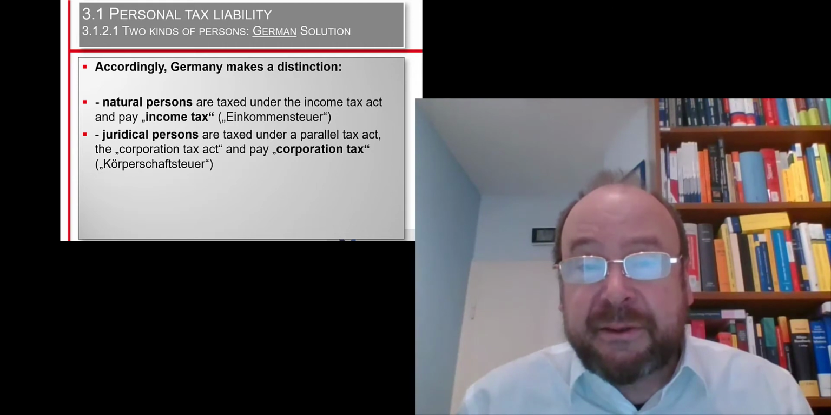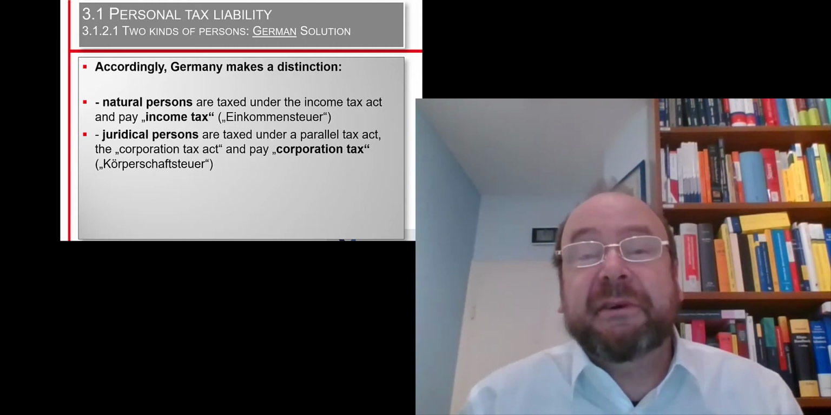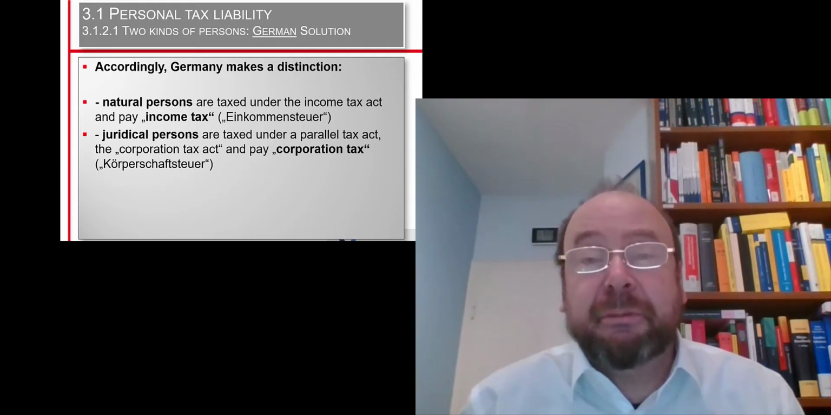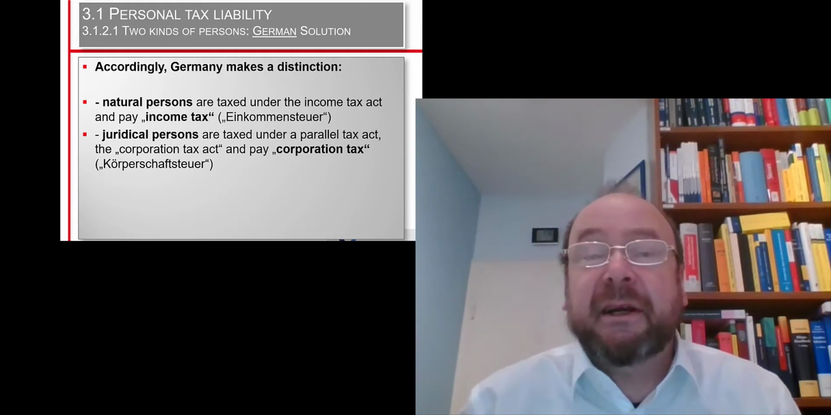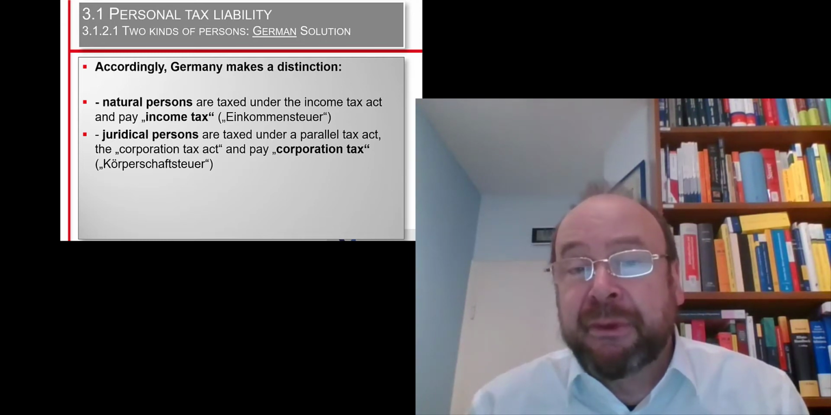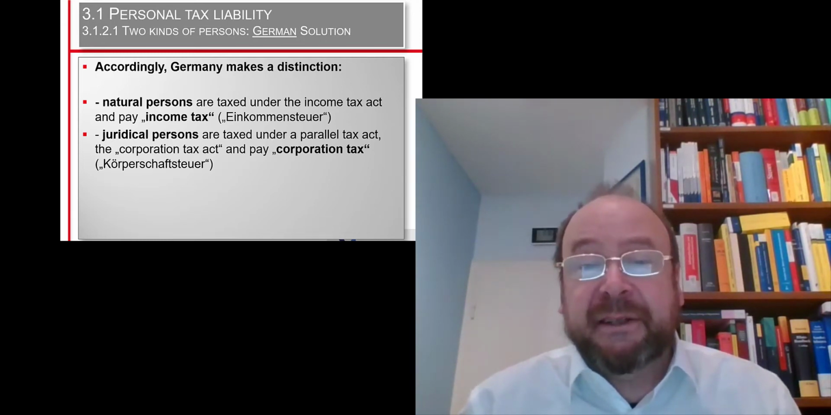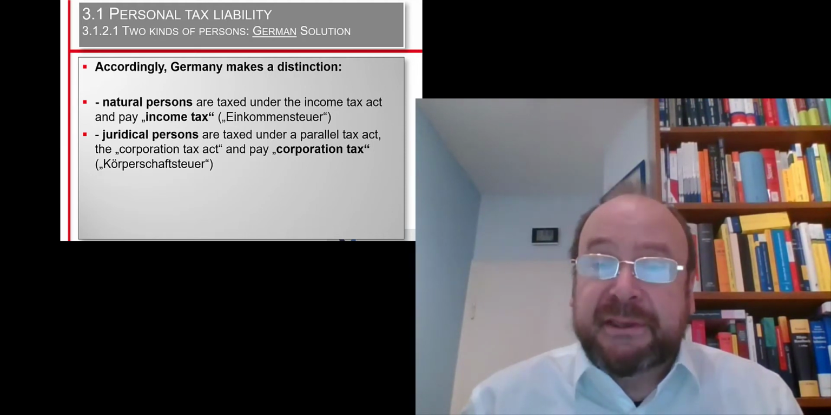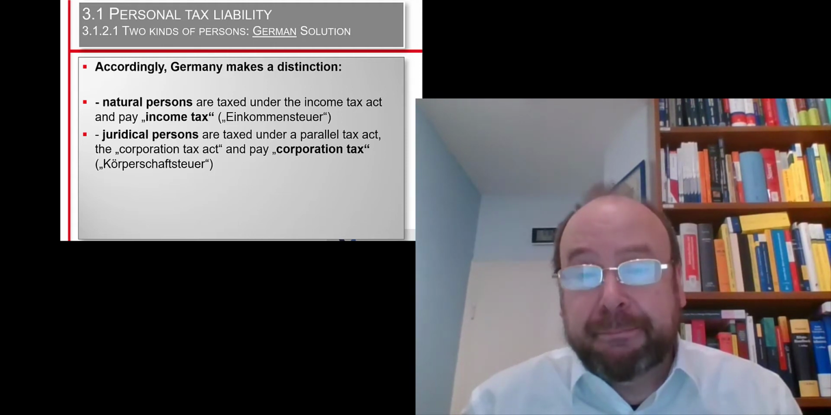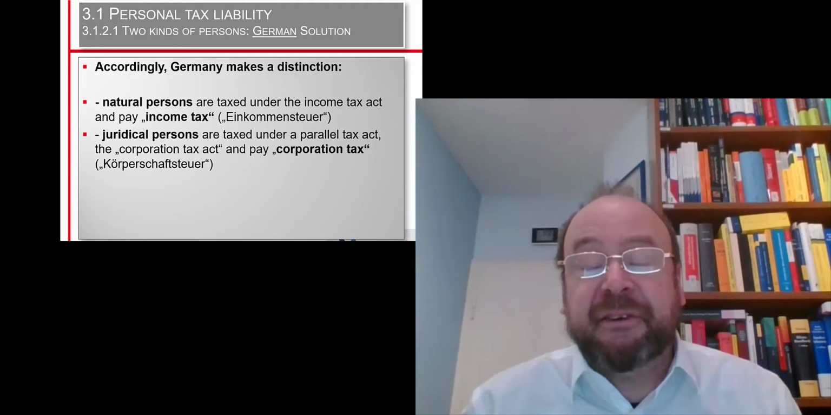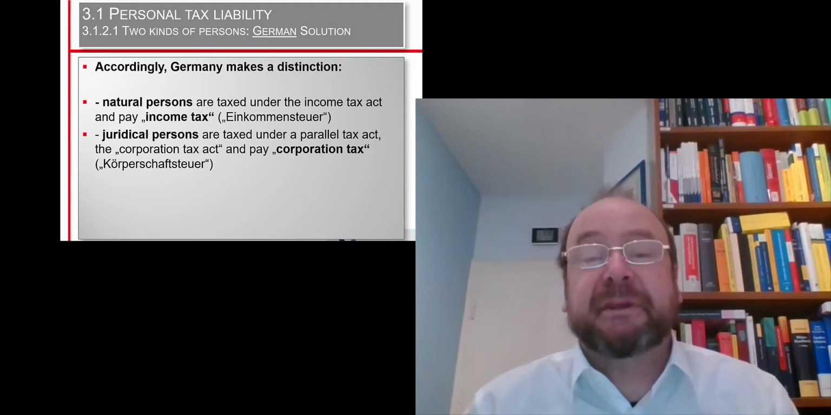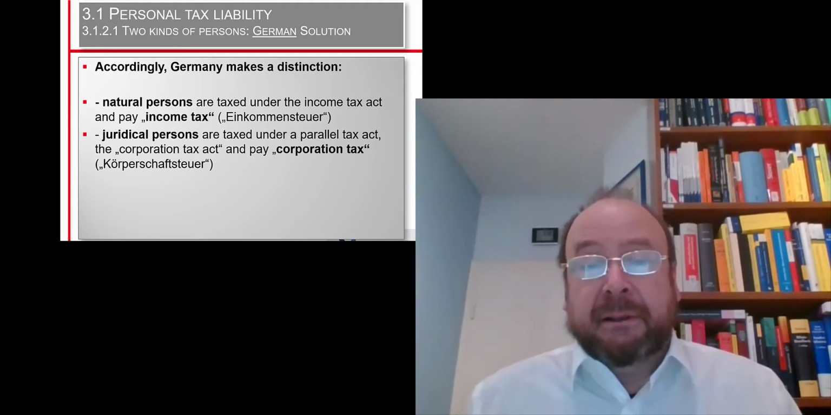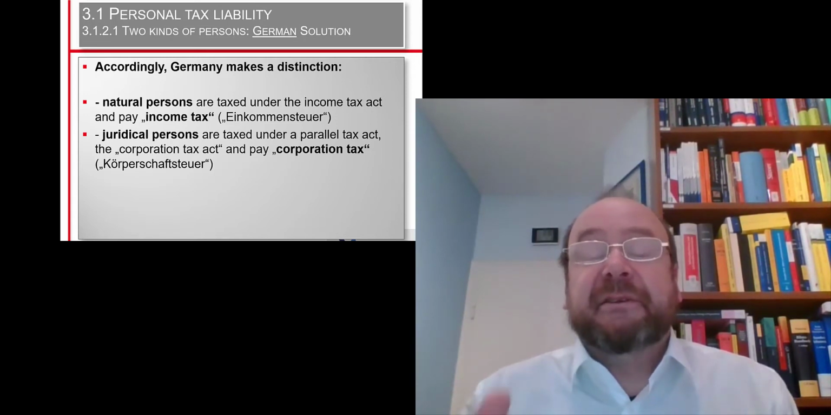Now, I don't want to hide from you that there is another potential combination possible. It might be that income is achieved by something which is called a partnership. Now, a partnership is defined as several persons associating together with a common aim. So a partnership is not a juridical person, but it is several persons acting together.